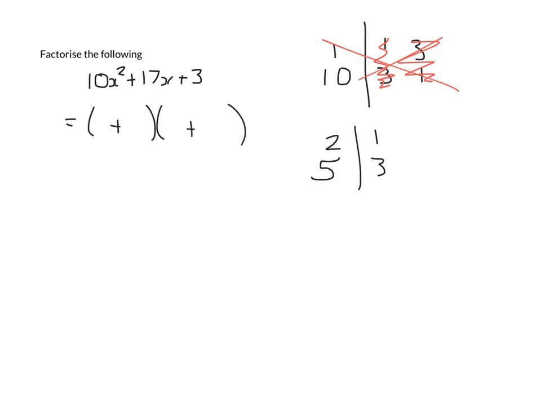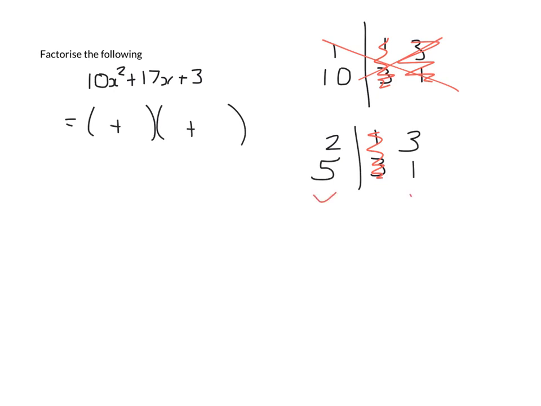So I've got 1 and 3, 3 and 1. I think this one's going to work. So we're going to do 2 times 3. 2 3s are 6. 5 1s are 5. 6 plus 5 is 11. It's not what we're looking for. 2 1s are 2. 5 3s are 15. 2 plus 15 is 17. That's what we're looking for. We're looking to make 17.